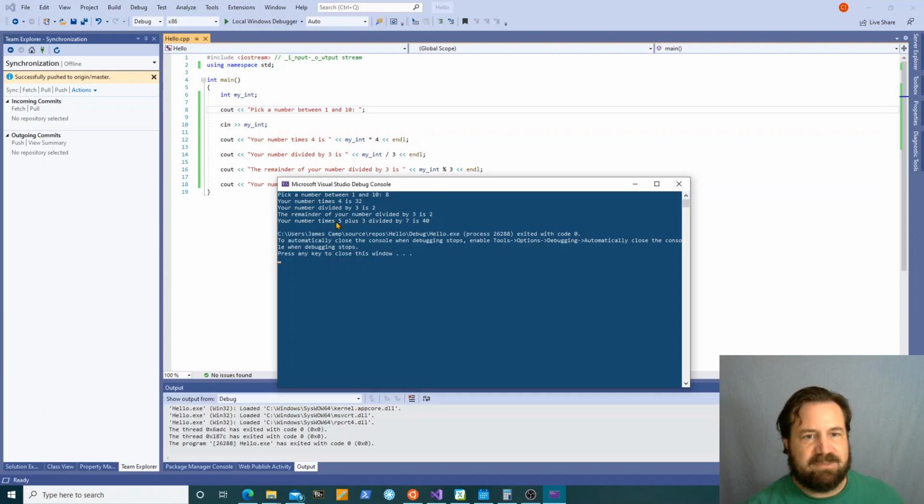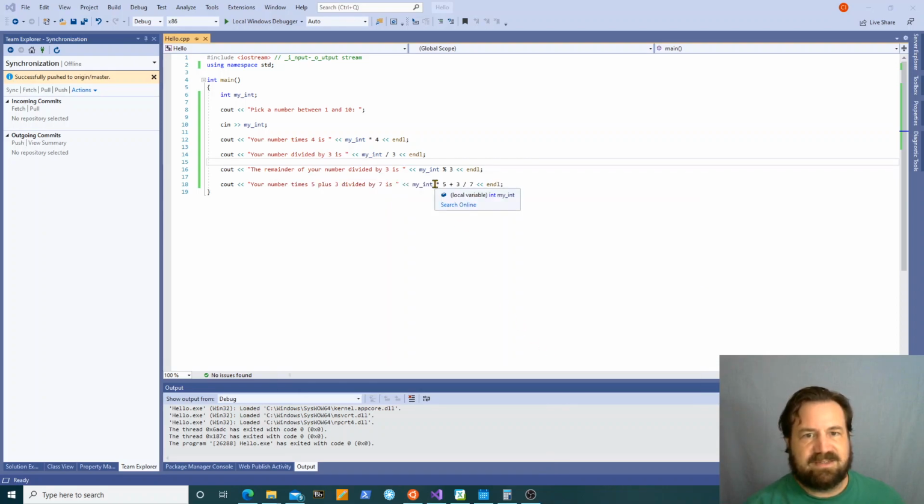Now let's look at this one. Your number times 5. 8 times 5 is 40. Plus 3 divided by 7 is 40. Wait a minute, that's not right. Well, it is right if you take into account mathematical order of operations. This times happens first, my int times 5. But this divide has equal priority with the times and much higher priority than the plus. So 3 divided by 7 will happen next. And 3 divided by 7, it's an integer divided by an integer, so it's 0. There's no decimal point in there.